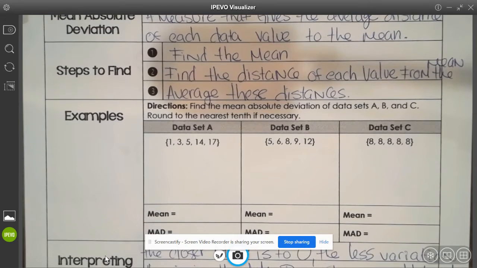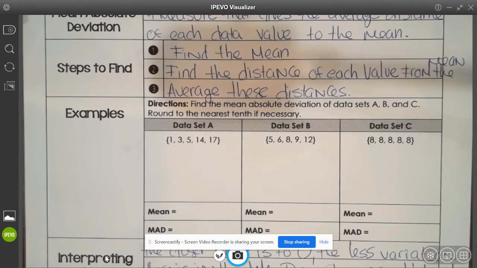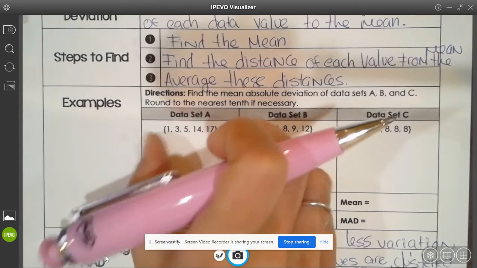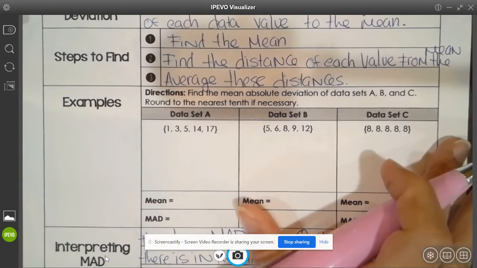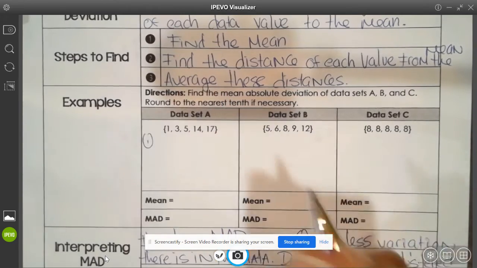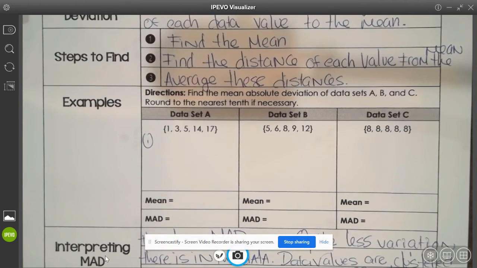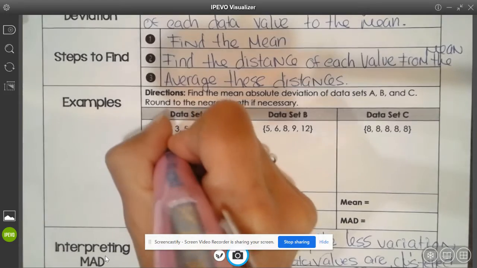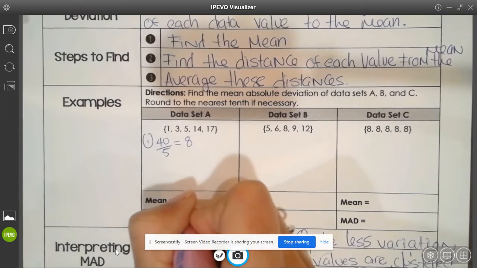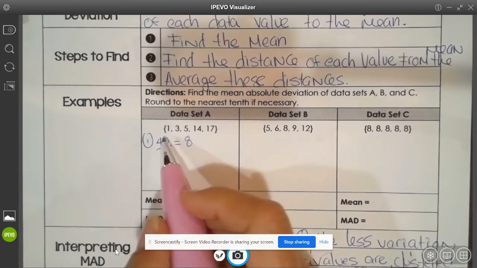All right, let's do some examples. It says find the mean absolute deviation of data sets A, B, and C, rounding to the nearest tenth. So that's just one decimal point. The first data set is 1, 3, 5, 14, and 17. So there are 5 numbers. First step would be to find the mean. So let's add them up together: 1 plus 3 plus 5 plus 14 plus 17. We get 40. So that's 40 divided by 5, and our mean is 8.